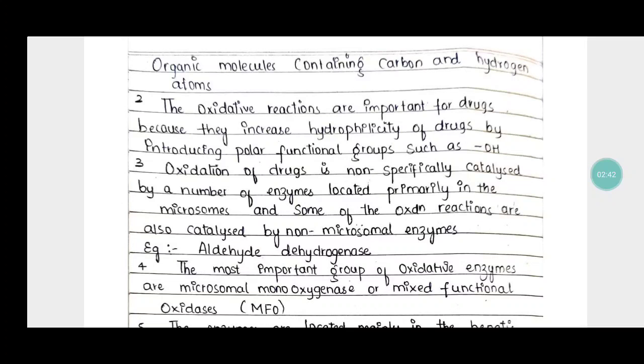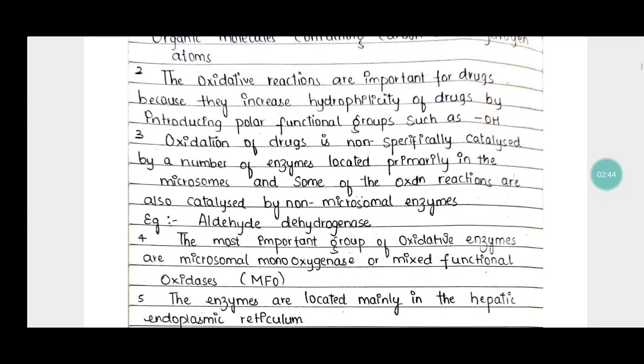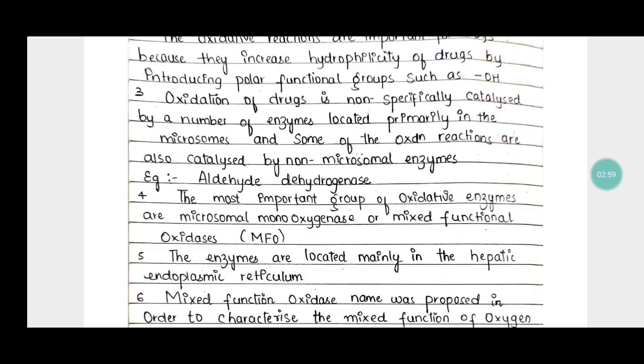Example, aldehyde dehydrogenase. Number four, the most important property of the oxidative enzymes are microsomal monooxygenase or mixed function oxidase, MFO. The enzymes are located mainly in the hepatic endoplasmic reticulum. Hepatic means mostly liver.